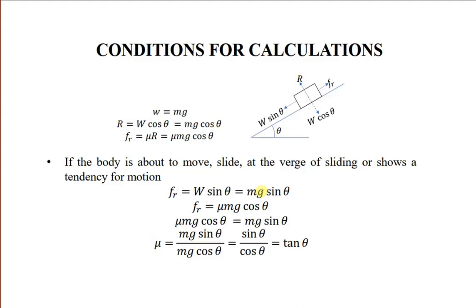Now, if the body is about to move, that is showing a tendency for motion, the force moving it down will be equal to the force opposing the motion. So we can say frictional force will be equal to W sin theta, which is mg sin theta. But frictional force is mu mg cos theta. So mu mg cos theta is equals to mg sin theta. So we can cancel mg, and we have mu equals sin theta over cos theta. Sin theta over cos theta is tan theta. That's the first condition. Now, this condition is also true if the body comes to rest.